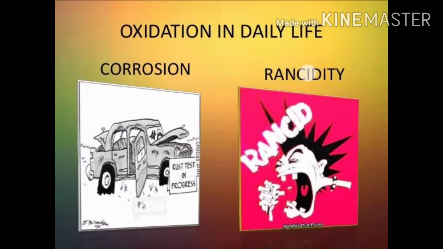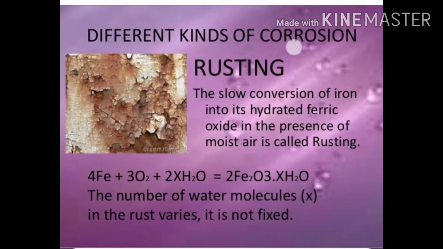Now we will discuss the effect of oxidation in our daily life. There are two main effects of oxidation, that is corrosion and rancidity. Corrosion means eating away of metal slowly by the action of air. There are different kinds of corrosion. Rusting of iron is the slow conversion of iron into its oxide in the presence of moisture and oxygen. The number of water molecules in rust varies.